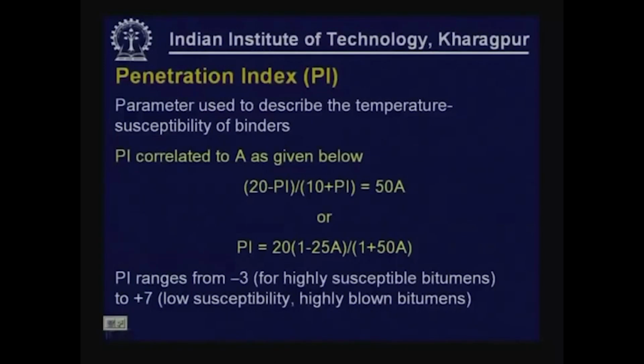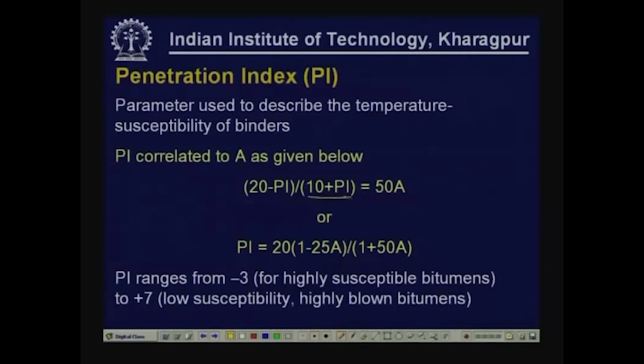But penetration index is a more convenient parameter to represent the temperature susceptibility. Penetration index has been correlated to the temperature susceptibility parameter A we have seen in the previous slide, as given below. That is (20 minus PI) divided by (10 plus PI) is equal to 50 A. Our expression in terms of PI is given as 20 into (1 minus 25 A) divided by (1 plus 50 A).